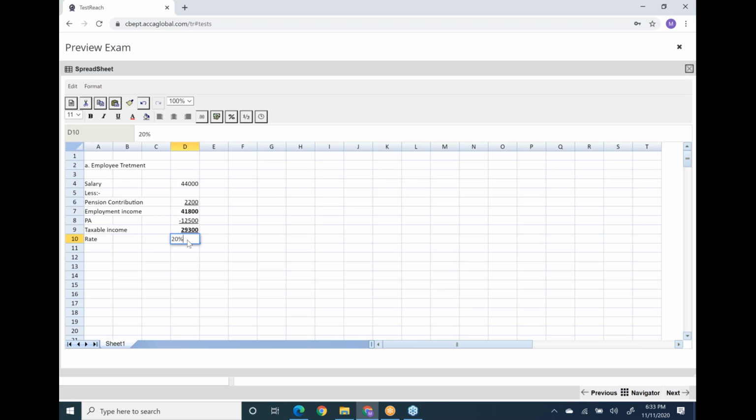a flat tax rate of 20%. As this is less than 37,500, we'll apply a flat tax rate of 20%. So 29,300 times 20% makes 5,860, right? So this is your income tax liability. Very easy peasy working.